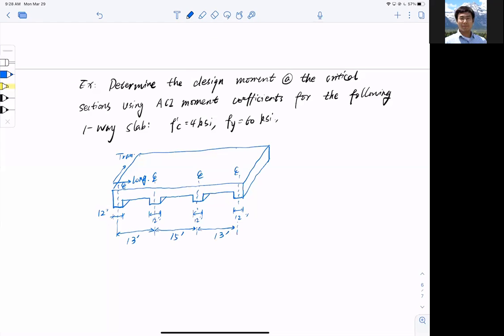Before I move on, I want to calculate the span length. Let's call it Ln1, which equals 13 feet minus 6 inches over here, minus 6 inches over here. I get 12 feet. This is 15, so Ln2 equals 14 feet. And this is again Ln3 equal to 12 feet. So Ln is actually the clear span. Just so you can visualize them, these are clear spans. So that is the geometry.